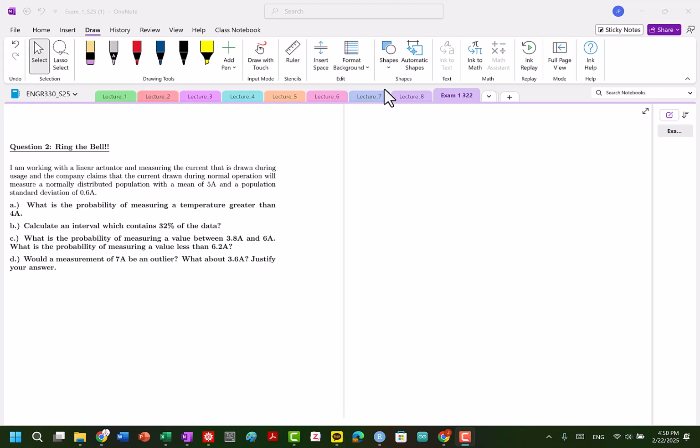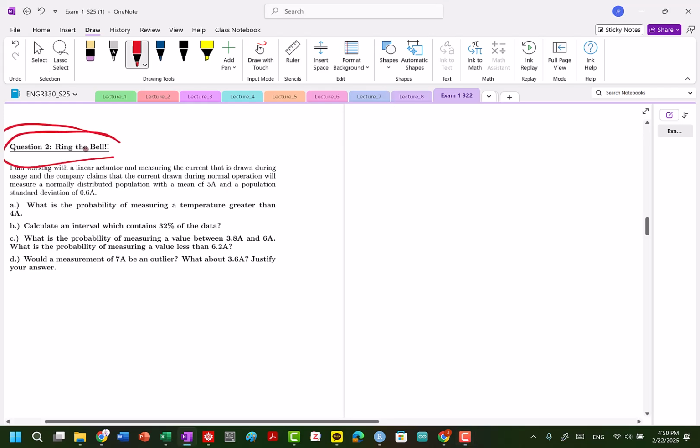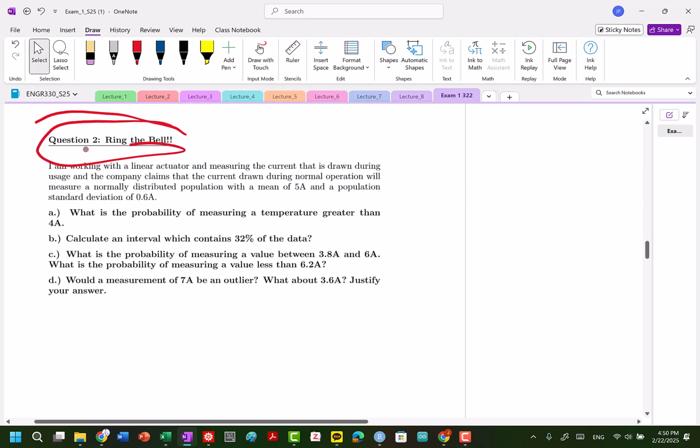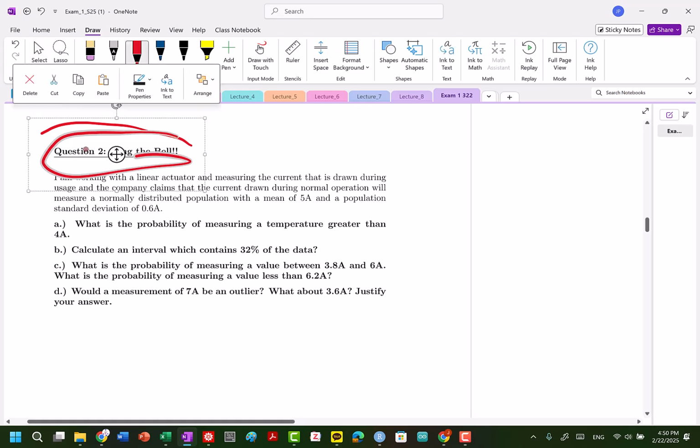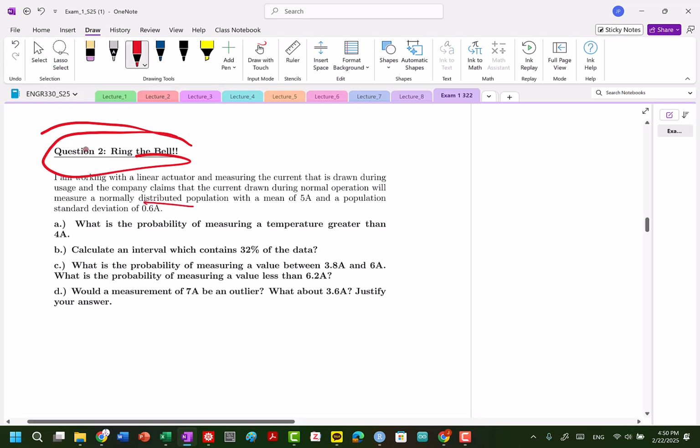All right, and we are now onto our second problem. Ring the bell. Bell curve. Gaussian functions. Anyways, working with a linear actuator, measuring the current that's drawn. The company claims the current drawn during normal operation will be normally distributed with a, and this should say population mean, and we probably need to put normally distributed population with a mean. So, population with a mean of blah, and a population standard deviation of blah. What's the probability of measuring a current greater than 4 amps?